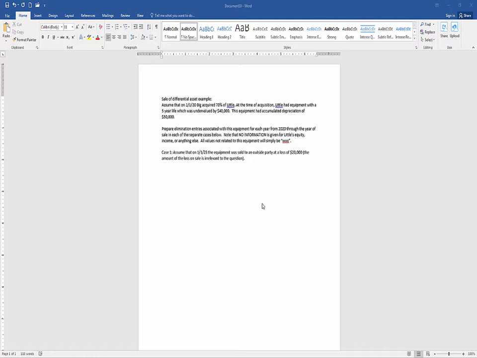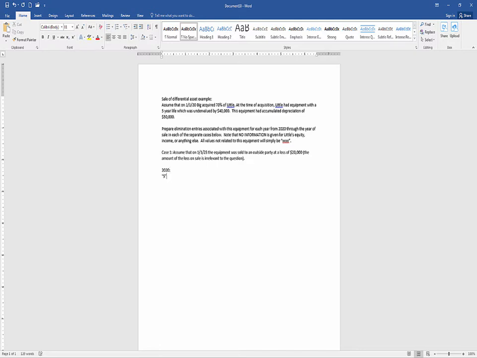Let's assume that on January 1st, 2023, so 3 years after acquisition, the equipment was sold to an outside party at a loss of $20,000. The amount of the loss is irrelevant to how we answer the question. I put it in there because if I don't, somebody's going to ask, what was the gain or loss on sale? So let's do the elimination entries first for 2020.